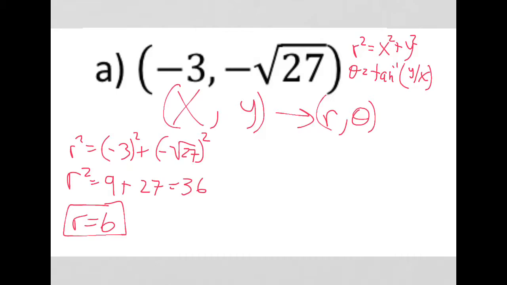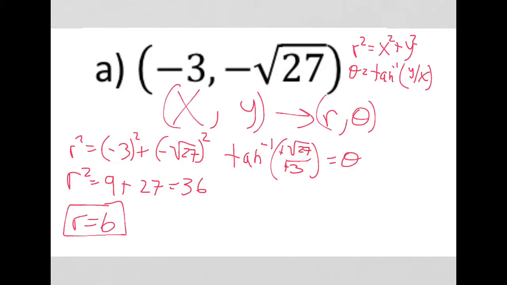And now we need to find theta. So we need to say that the tan inverse of y over x, so negative square root of 27 over negative 3, will equal our theta, again from what we came up with in the first problem. But how do I do that without a calculator? Well, let's simplify things. First off, they're both negative, so those negatives are going to go away. Let's just pretend like they're both positive. Not going to affect us right now.